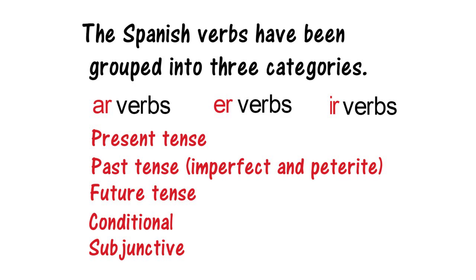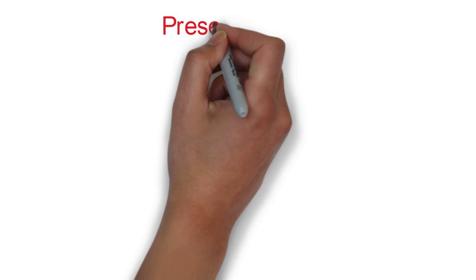We also have the irregular verbs, and although they may fall under one of these categories of verbs, their rules for conjugation are different, and so it is important that learners of the Spanish language take note of these irregular verbs and how they are conjugated. In this video, we are going to focus on the present tense. Before we proceed to the verbs, let's take a look at the pronouns.